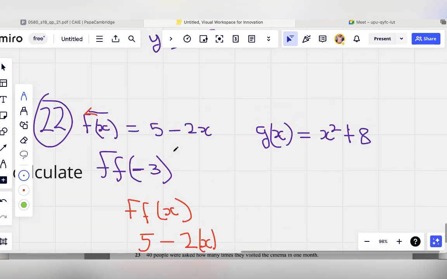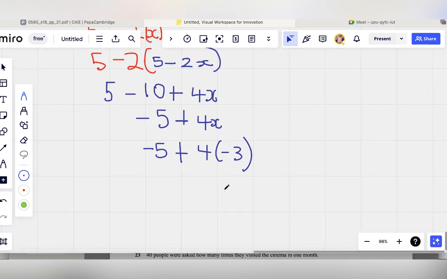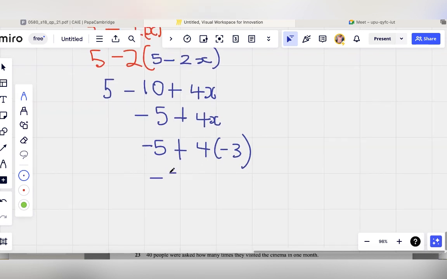Now they say we should find ff of minus 3. So here we put negative 3 in order to reach our final destination. So minus 5 plus 4 multiplied by negative 3. 4 multiplied by negative 3 becomes negative 12. So negative 5 plus minus becomes minus, and this will give us negative 17.